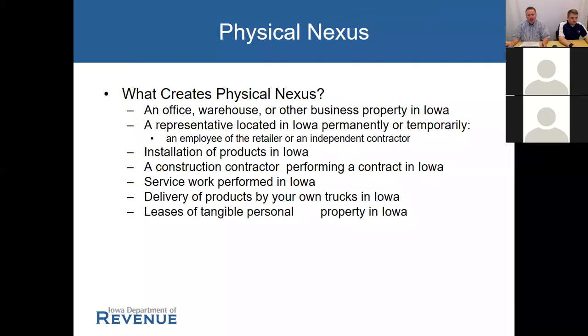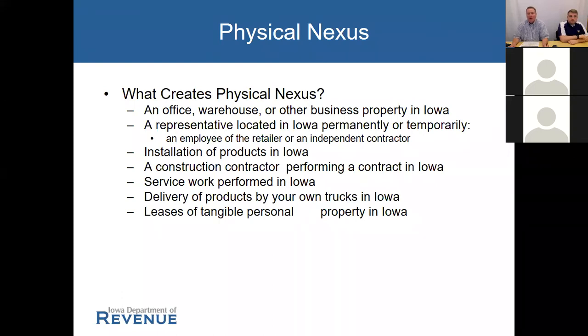Another example, you could have a sales rep located here in Iowa. Could be on a permanent basis, could be on a temporary basis. It could also be an independent contractor as well. So if you've got some employee that's coming through here trying to solicit sales and drum up business for your company, makes a taxable sale, you're going to have to collect tax. Some other examples on here: installation of products in Iowa. You've got a service vehicle that comes here and does some work in Iowa. That's going to create a physical nexus. Construction contractors doing some work here in Iowa, that's going to create a physical nexus.